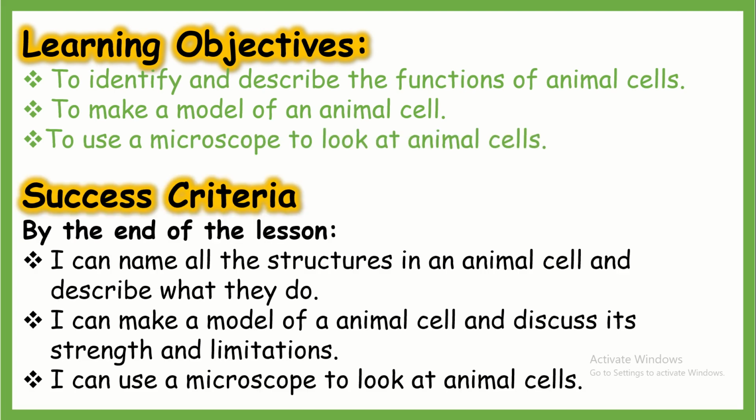Success criteria. At the end of this lesson, every student will be able to name all the structures in an animal cell and describe what they do. All the students will be able to make a model of animal cell and discuss its strength and limitations. Number 3, all the students will use a microscope to see the animal cells. They will be able to use a microscope to look at animal cells.